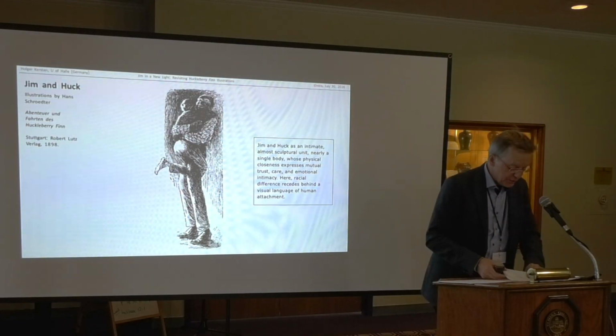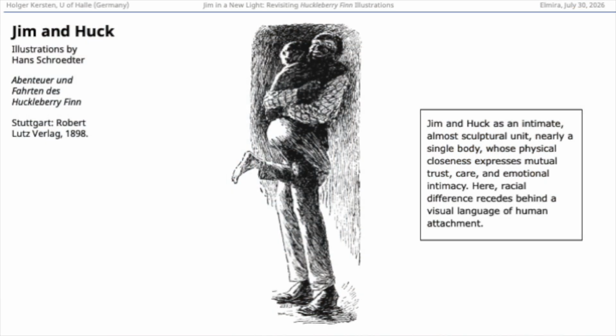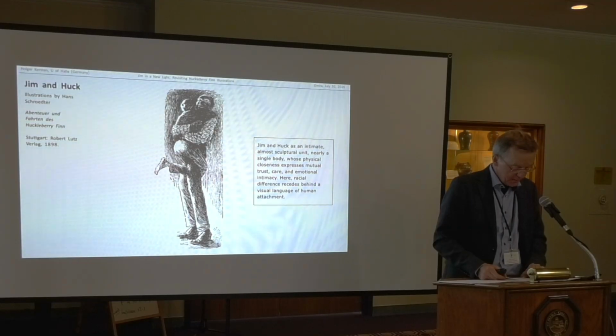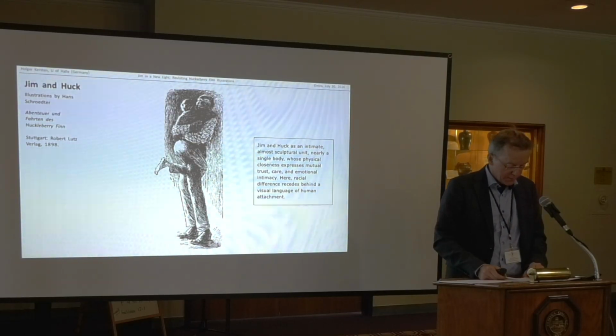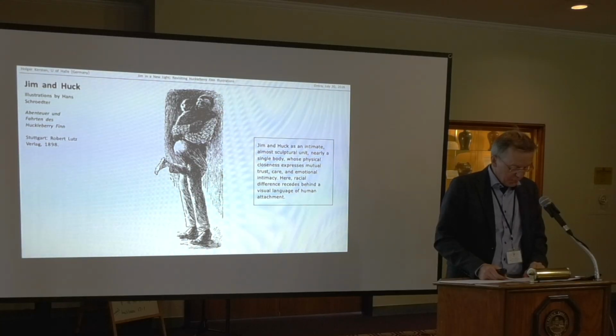In this scene, Jim holds Huck in his arms and lifts him into the air, embracing him tightly. His face is turned upward, his eyes are wide open, his lips slightly parted in what appears to be a joyful smile. His expression conveys profound happiness and emotional absorption. Huck, in turn, clings to Jim with equal intensity. One leg is wrapped around Jim's leg, while one arm encircles his neck. Huck's head rests against Jim's cheek.